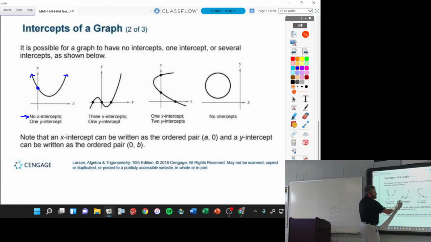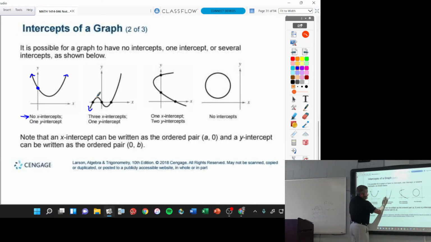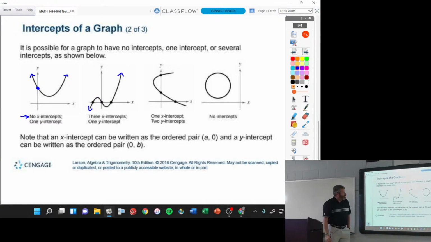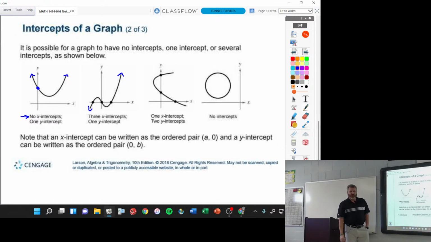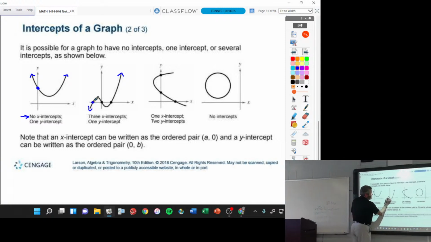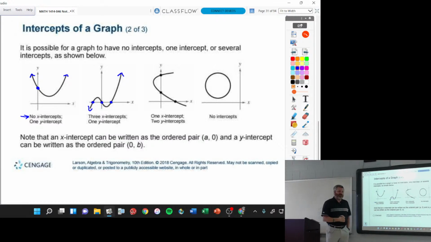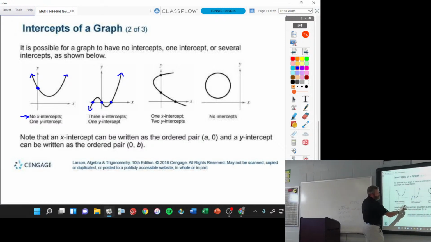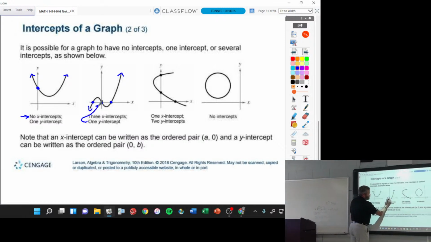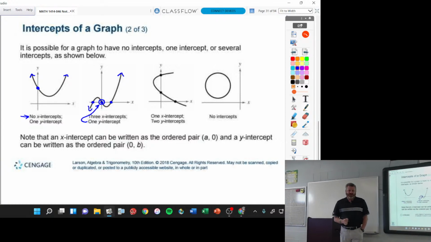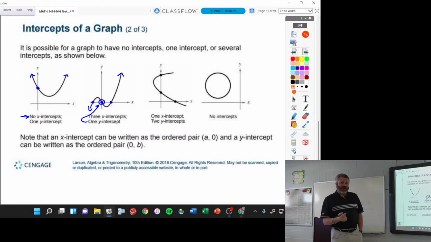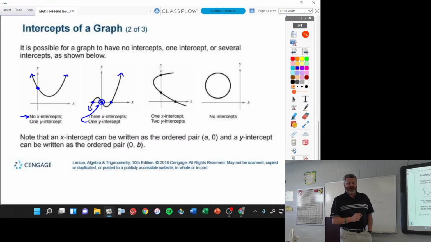On the second graph, we have a little curve going on. It's coming up, and then it goes down, goes back up again. But that graph touches either the x or the y a total of 3 times. It has 3 x-intercepts, 1, 2, 3, so it crosses the x-axis 3 times. And it also has 1 y-intercept, which is right here. I'll circle that one. So that happens to be the origin.